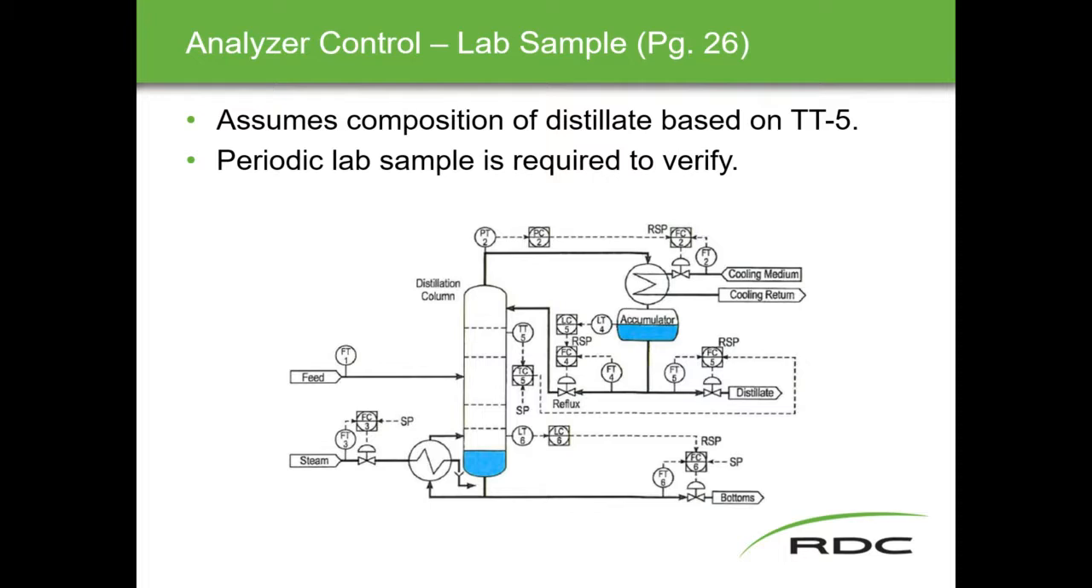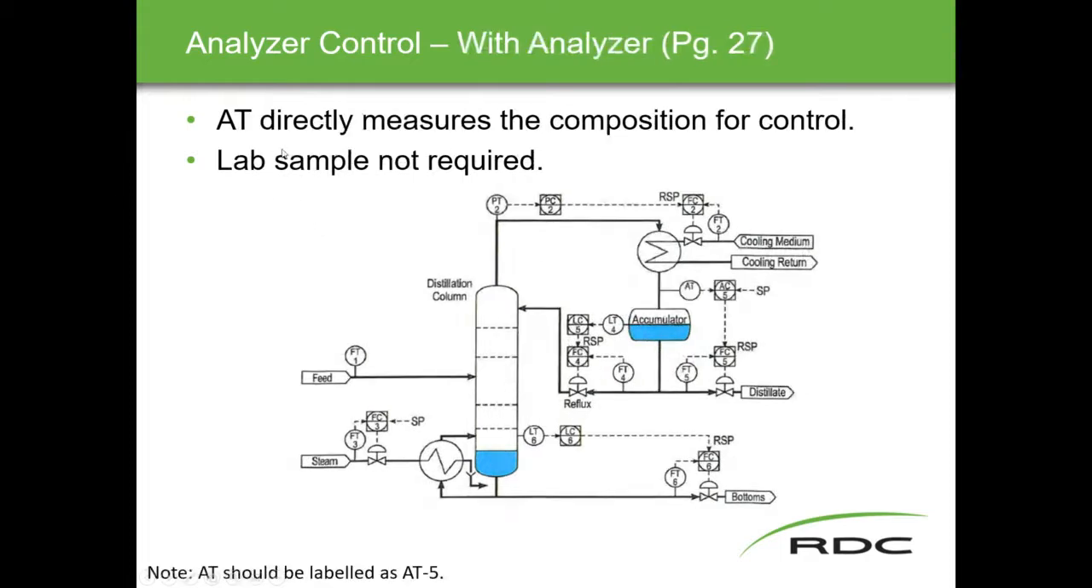So this is not the way ultimately a continuous column is going to work, because you're not really going to have an operator out there running and grabbing samples all the time. Because if you're pumping product through here that's off spec for a few hours, that costs you lots of money. So of course you're going to want to evolve to analyzer control with an analyzer.